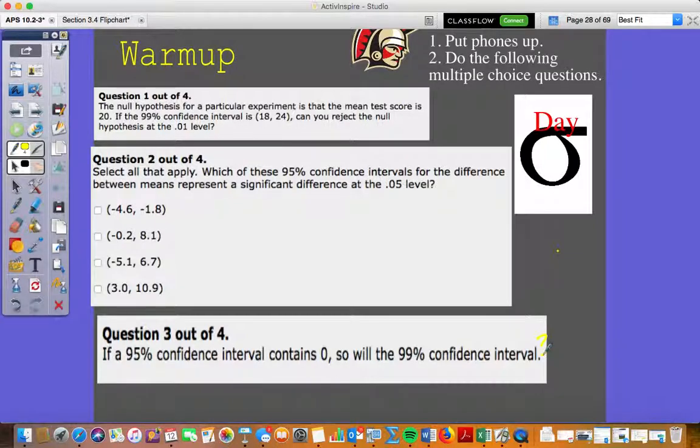Number one, the null hypothesis for our particular experiment is that the mean test score is 20. If the 99% confidence interval contains 18 to 24, do we have evidence to reject the null hypothesis? Yes or no, and why?